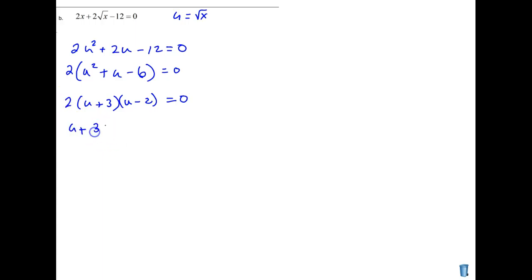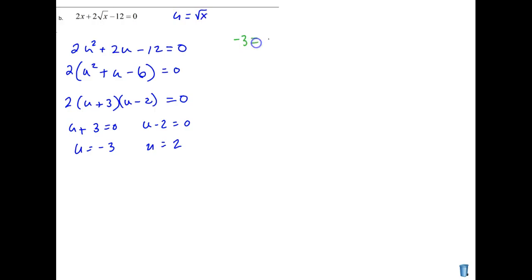It isn't part of our solving. So u plus 3 equals 0, so u equals negative 3. And u minus 2 equals 0 means u equals positive 2. Okay, so these are my two u values. I need to then put those back in to figure out what my x values are. So let's start with this.